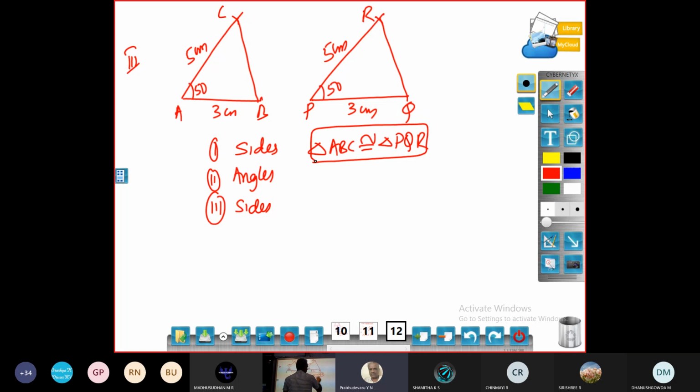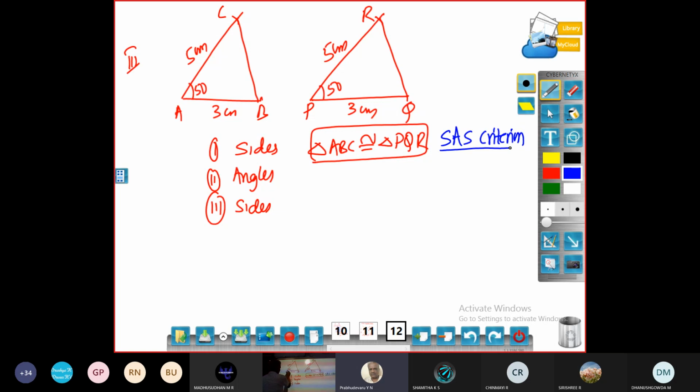Okay, this is called the SAS criterion. That means if I take two pairs of sides and one pair of angles equal, then the triangles are congruent. But while taking the angle, I have taken the angle which is an included angle here.